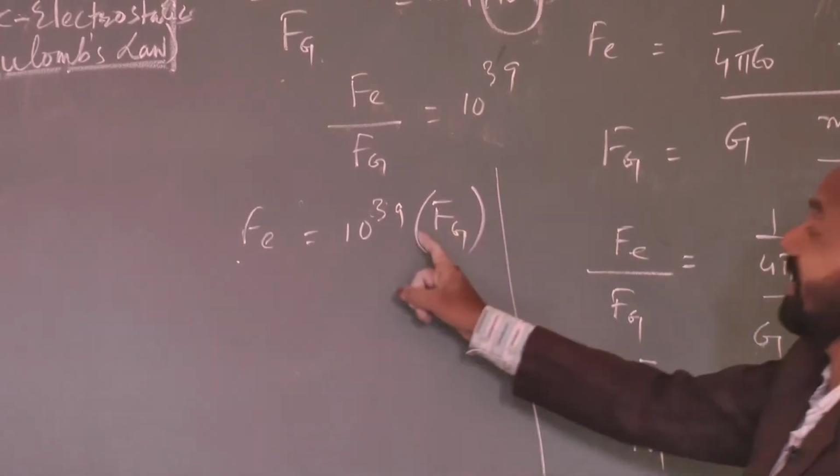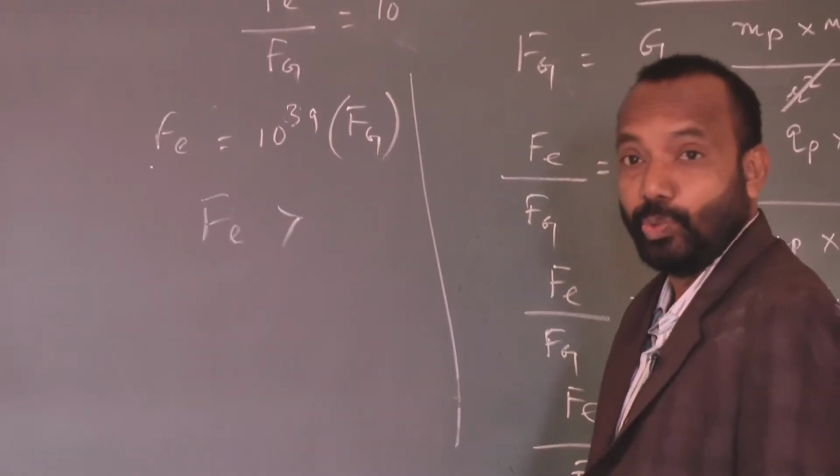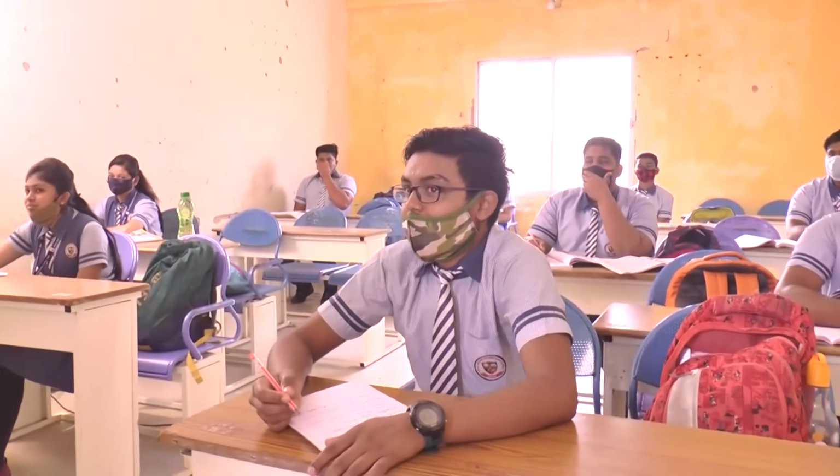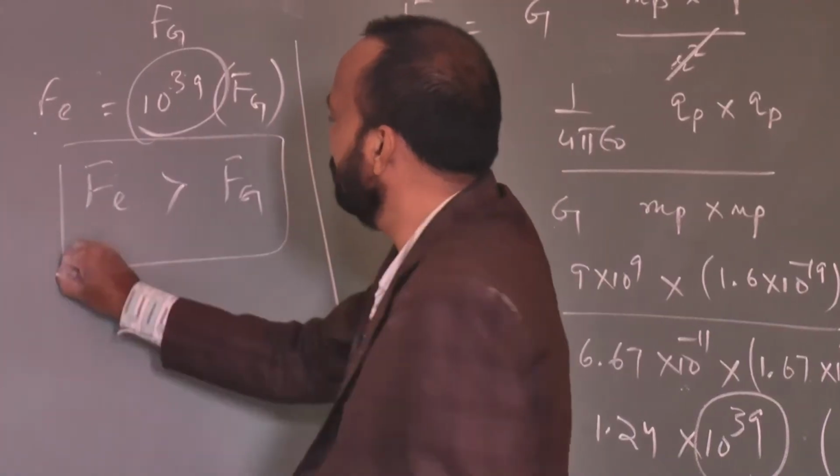That means which is greater? Fe, the electrostatic force between 2 protons, is greater than its gravitational force. Fe by Fg, how many times? 10 to the power 39 times. So in this case, what happened?